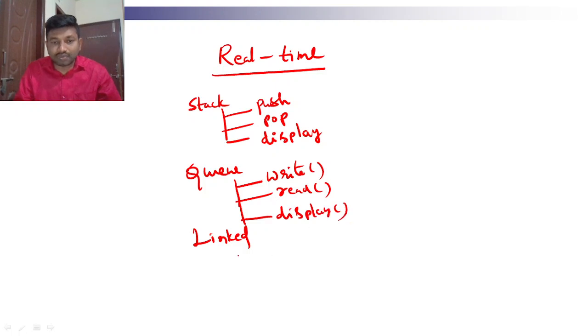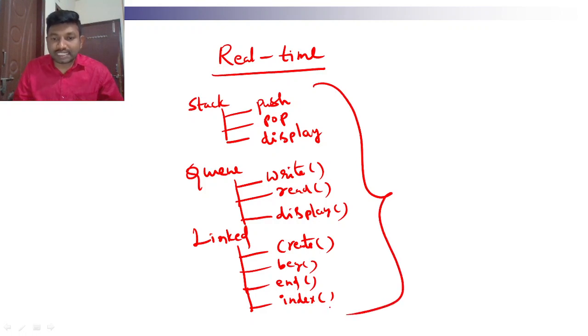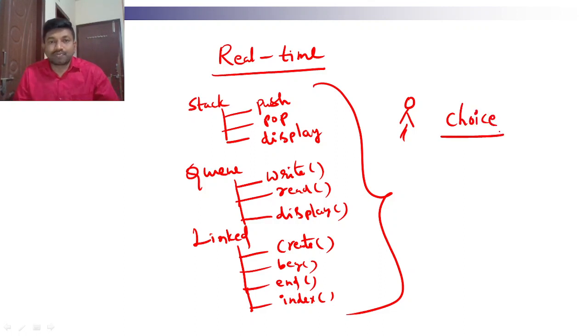And even on the linked list, we have a number of operations: creating the linked list, insertion of a node at the beginning, at the end, and in the middle after a specified element, that is, the index of the element after which the node has to be inserted. So in real-time scenarios, for most data structures, to perform a specific operation based on the user choice, we use the switch. We use the switch to implement these operations on different data structures.